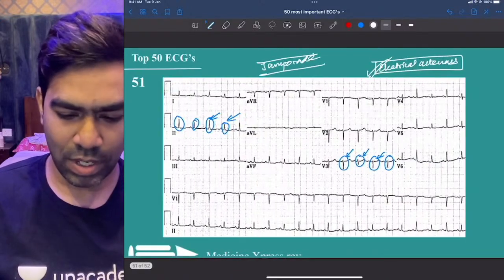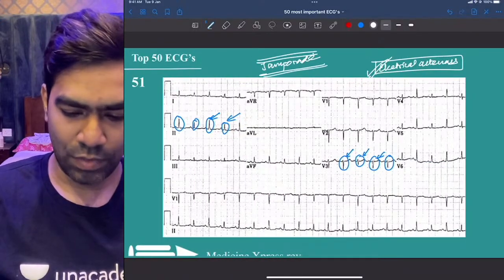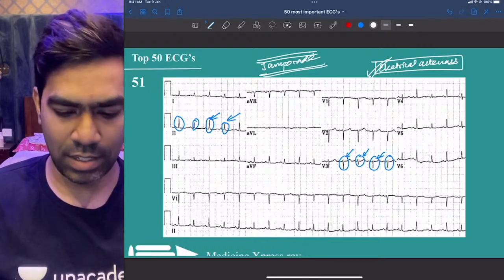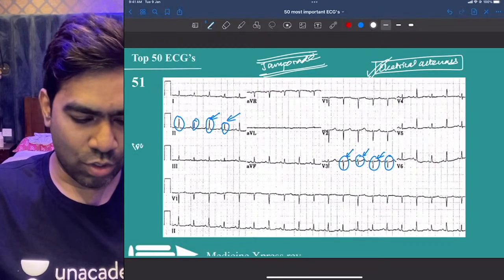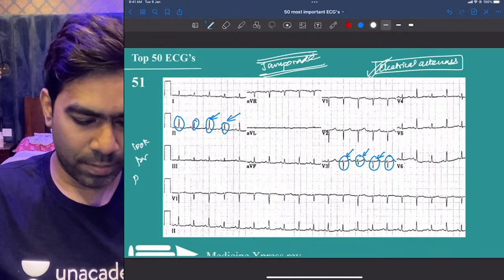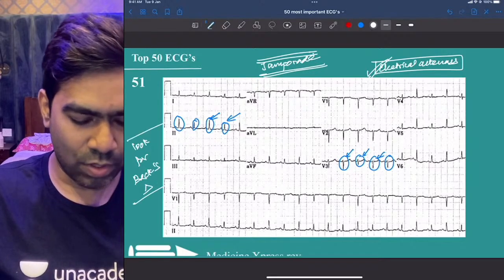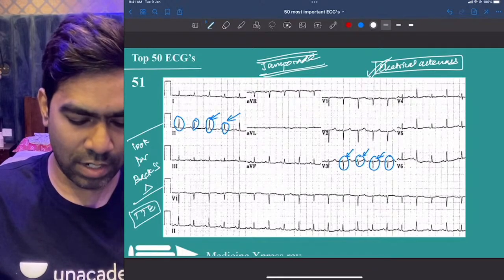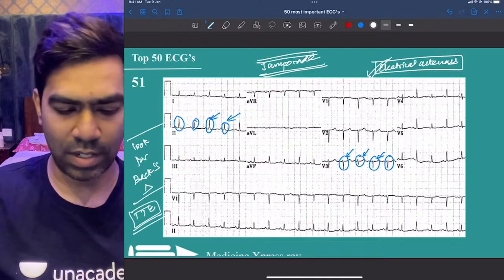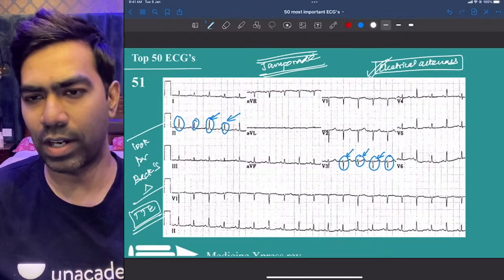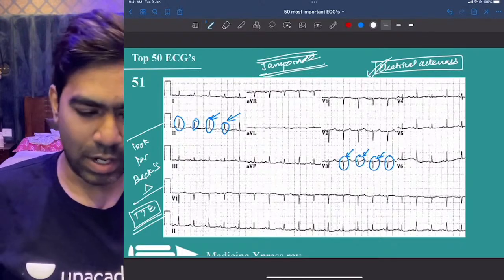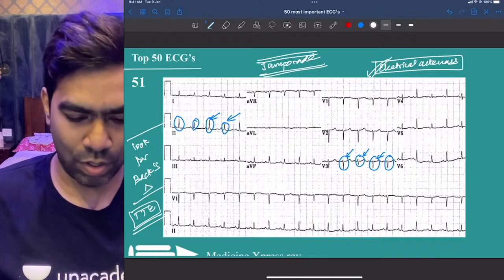So this is a patient who's having a tamponade. If you get this kind of EKG, always look for Beck's triad. And if they ask you next investigation, it is TTE, transthoracic echocardiogram. That will be the next investigation. If you confirm it's a hemodynamically significant tamponade, then you can go for urgent pericardiocentesis with a few exceptions. We're not going to talk about that right now.